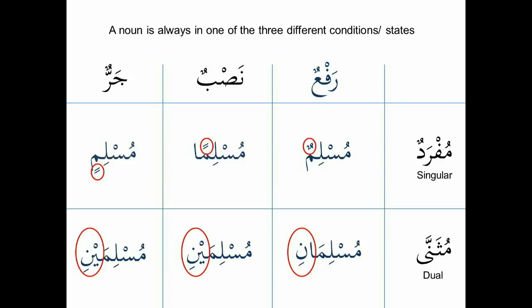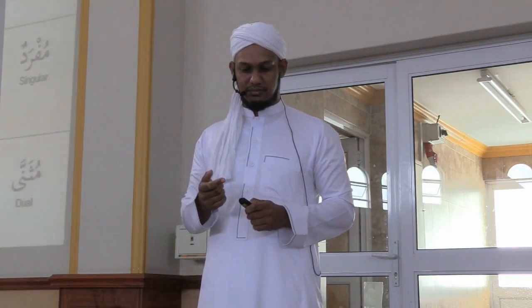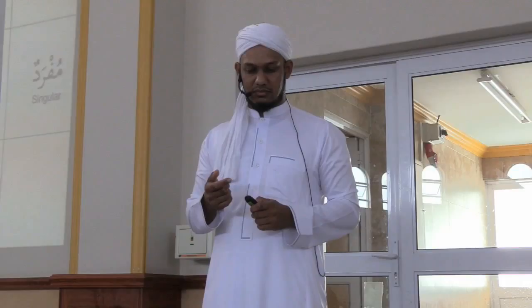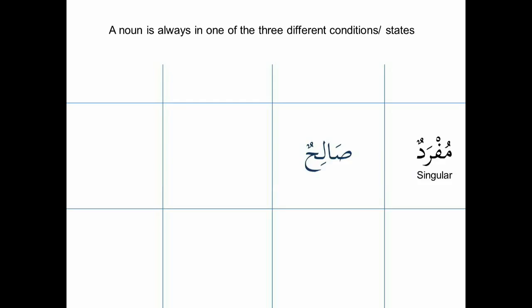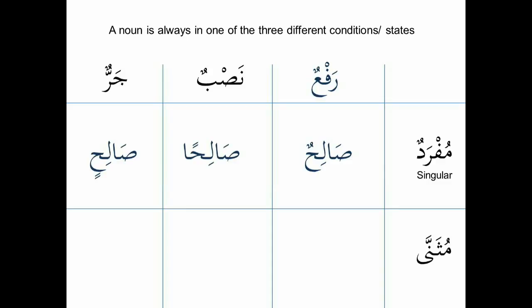So you should be able to take any single word. Let's do another table here. For example, the word salihun. Salihun means a pious person. Let's do the first row first. Salihun is raf, the nasb is salihan. We're dealing with single first. Salihan and jarrun, salihin.